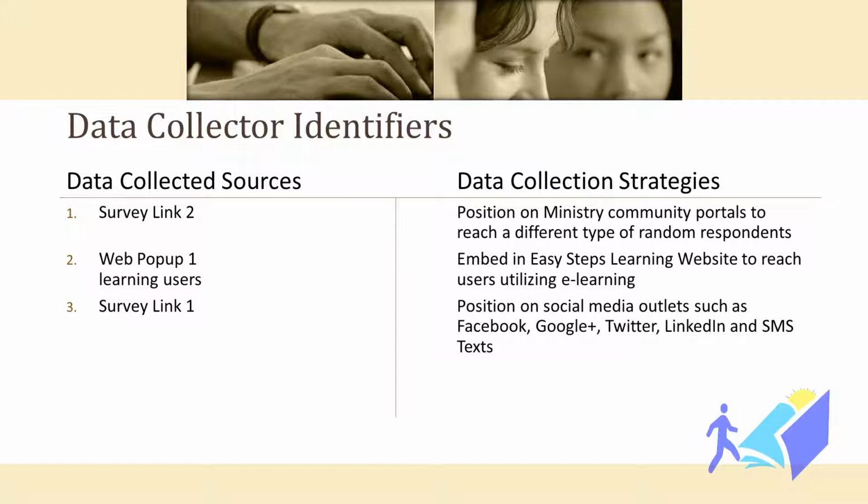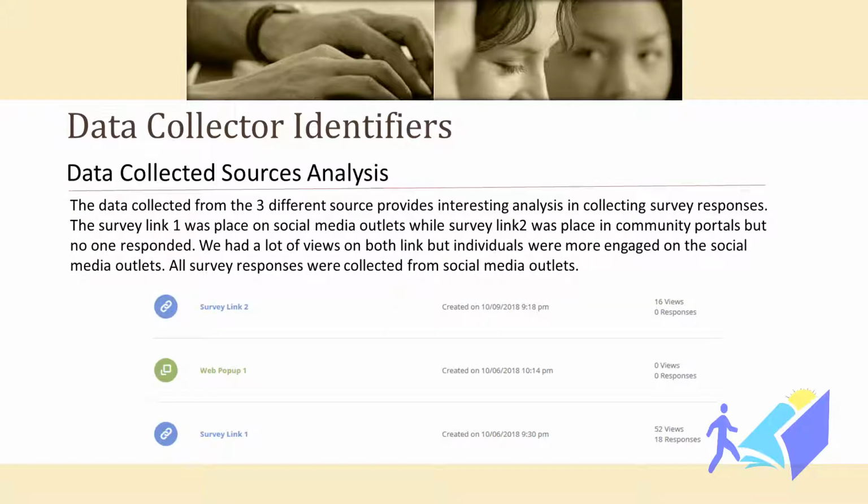Our collected source identifiers were 2 survey links and a web pop-up. Each collection identifier was strategically placed in community portals and social media outlets to identify what type of collaborative engagements our respondents preferred. In the data collected source analysis, we found that most of our respondents that completed the survey were reached through the social media outlets, while the other links and web pop-up were placed in community portals and websites where no one responded.